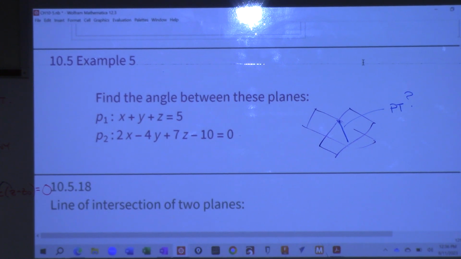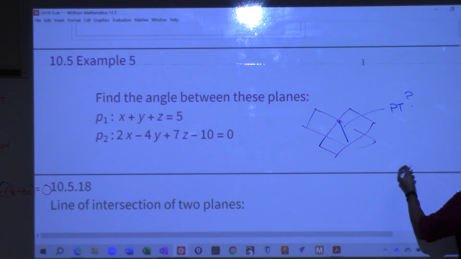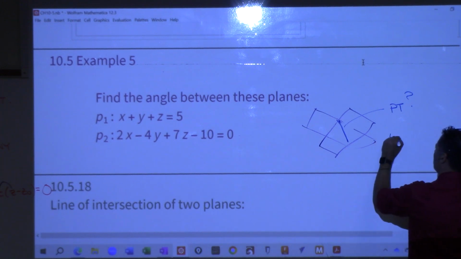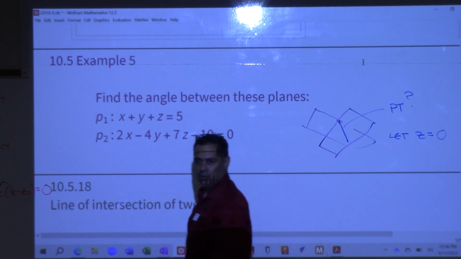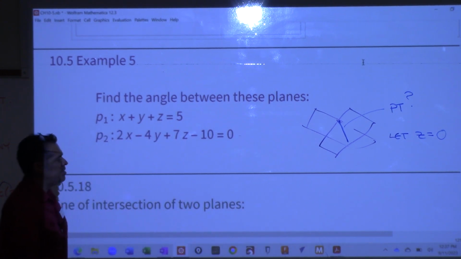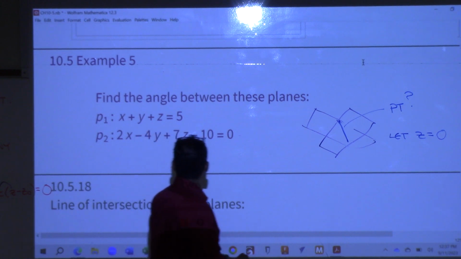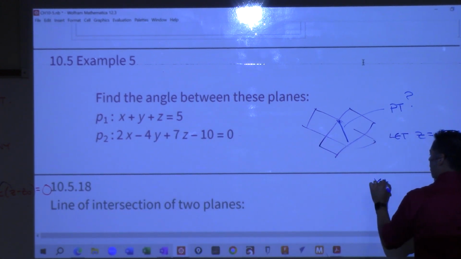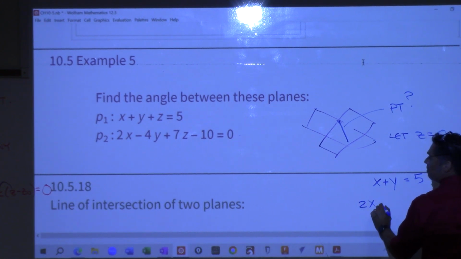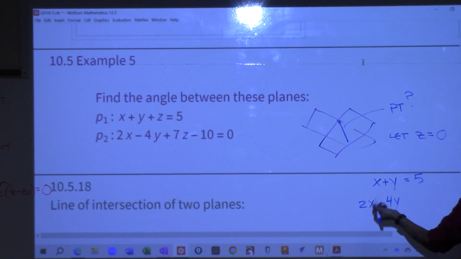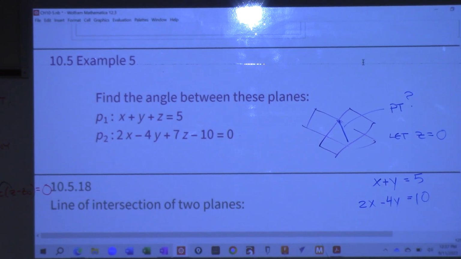So here's how I'm going to get the point. I'm going to be clever and just let z be 0. If I let z be 0, what do these two equations become? x plus y equals 5, and the other one, 2x minus 4y minus 10 equals 0. Can I just move the 10 to the other side? Now we have two equations and two unknowns. Can we solve that? Yeah, we should be able to get a solution here.